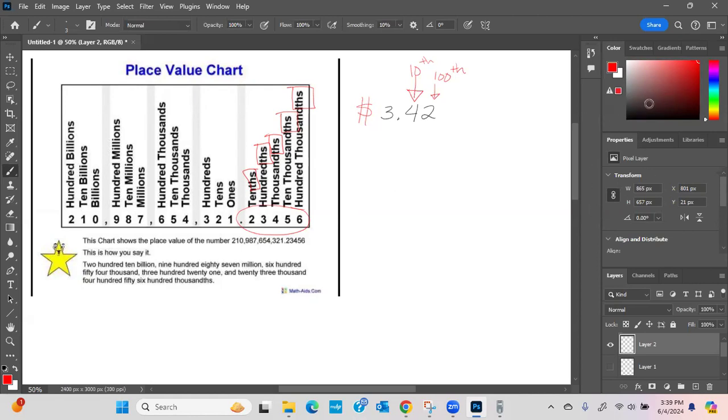And so let's go ahead and round this number 1.23456. We will round it to the hundredths place.